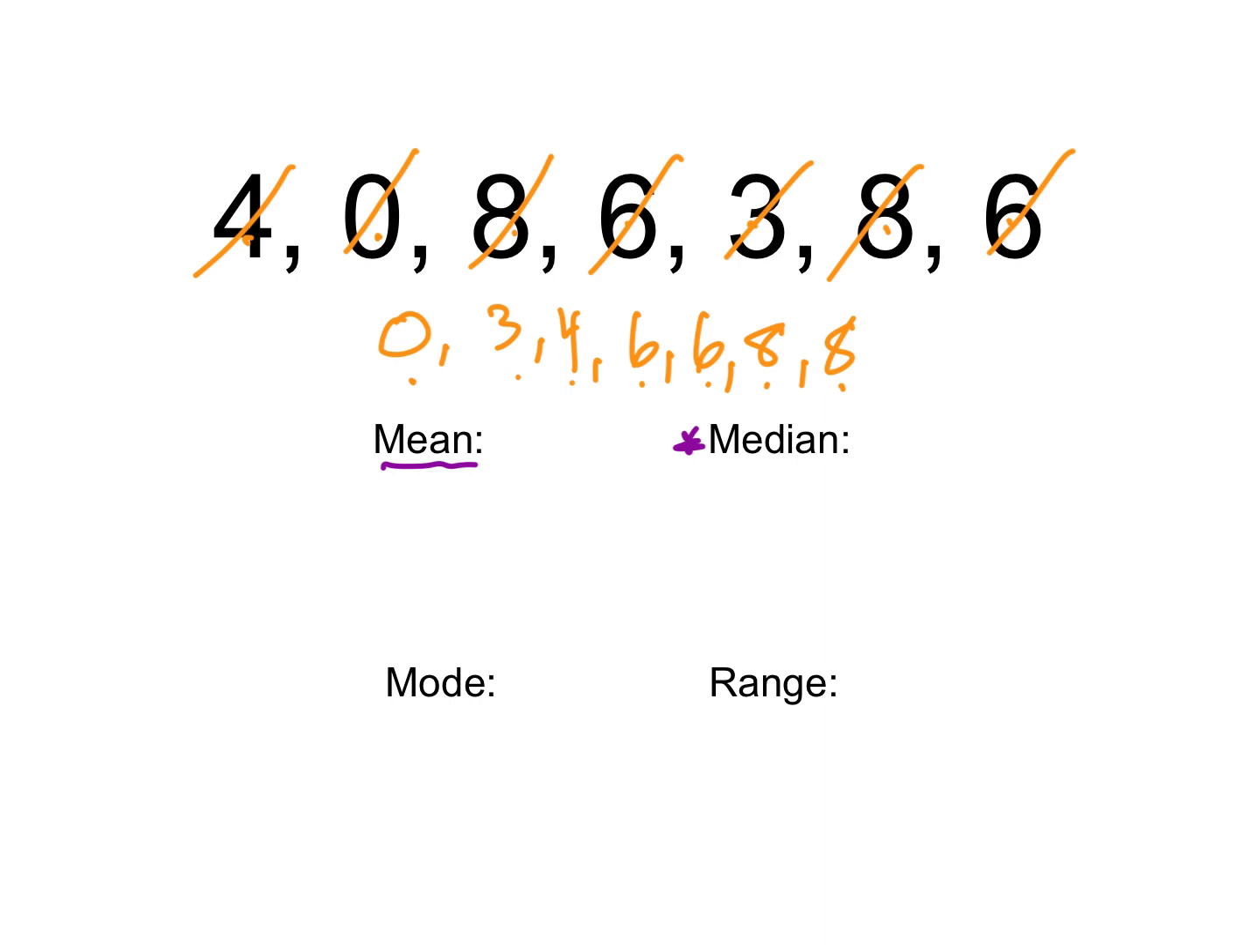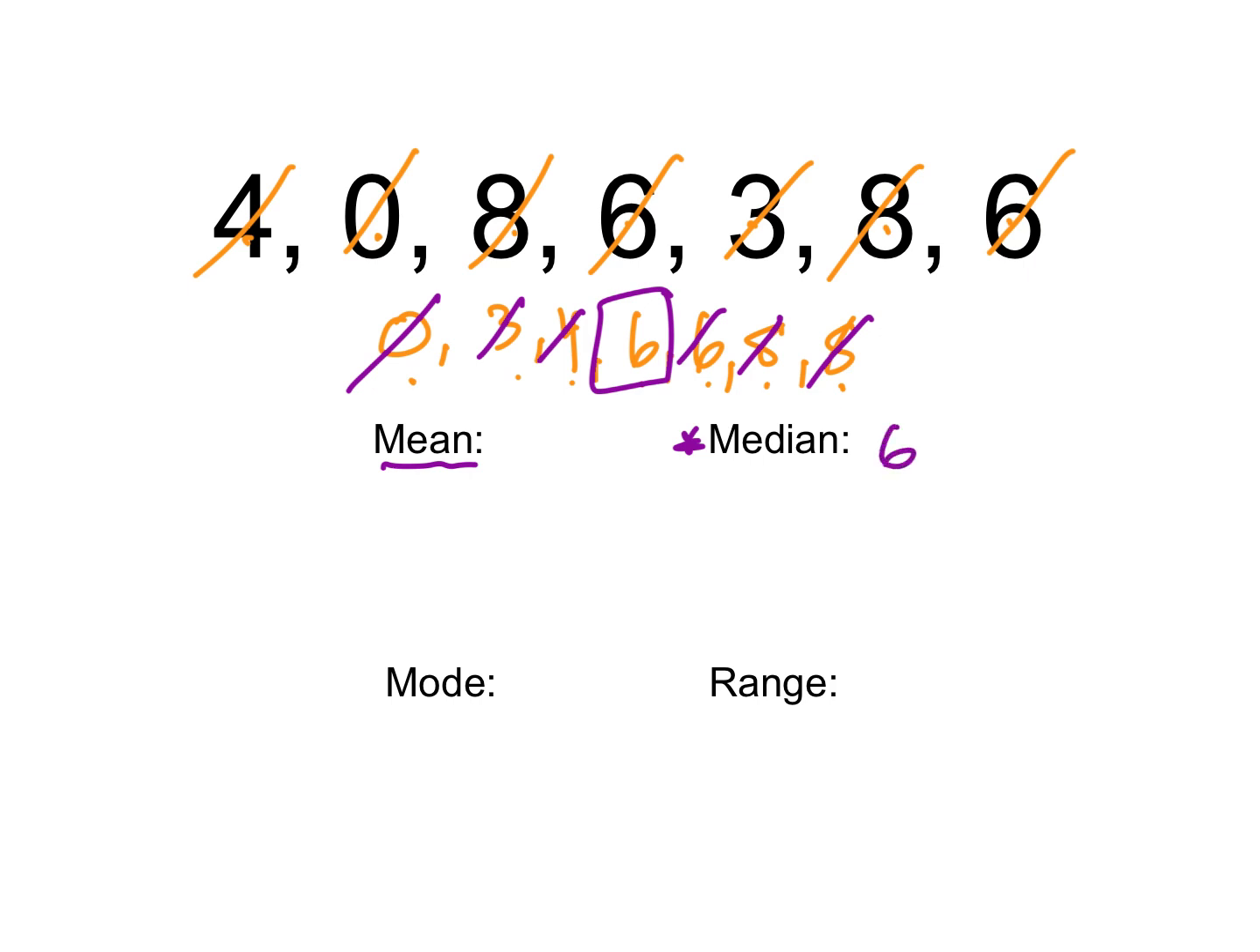To find the middle, I like to cross off the smallest and the biggest, the smallest and the biggest, the smallest and the biggest, until I have just one number left. If I have two numbers left, I'm going to find the middle of those two numbers. I can add the two numbers and divide by 2. Or if the numbers are like 4 and 6, I can find the number that lands in between. So this median is 6.